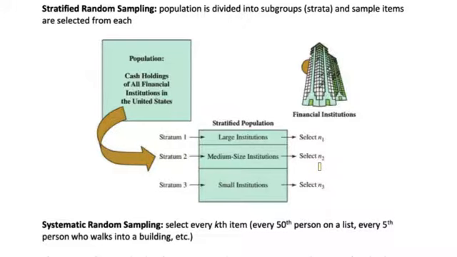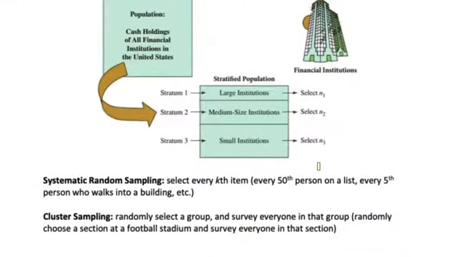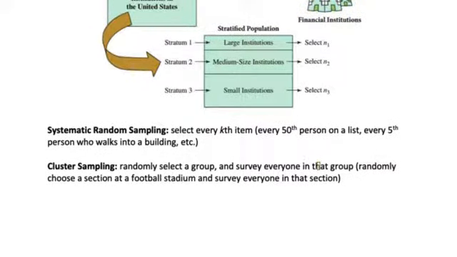The next sampling method is called systematic random sampling. In systematic random sampling, you select every kth item, where k is a number. So for example, every 50th person on a list, every 5th person who walks into a building. So you're just counting them out and selecting however many you want to select until you have your sample complete. And the last sampling method is cluster sampling.